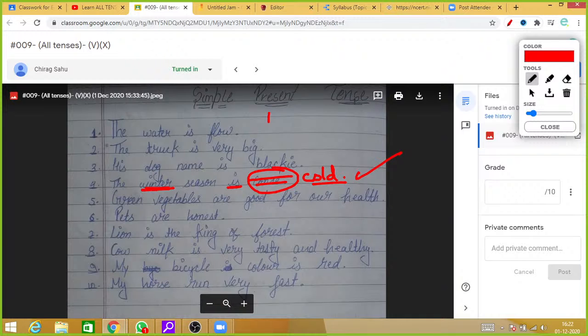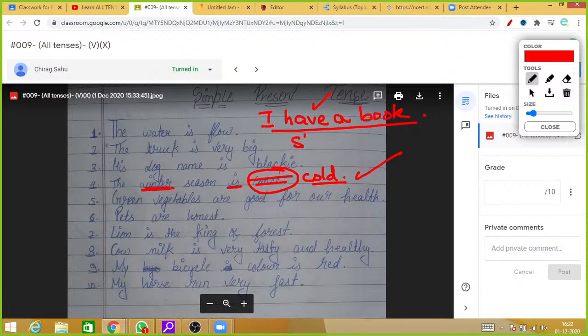Have. When do you use have? I have a book. Yes. So this is a simple present tense. I have a book. At the moment, what do I have? I have a book. So you can use it.